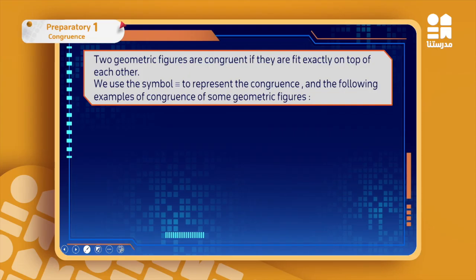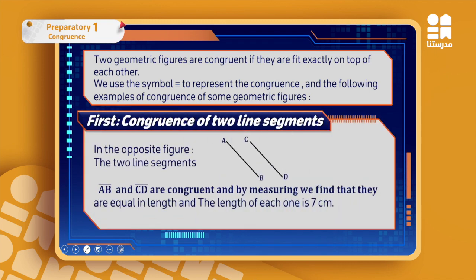Congruence. Two geometric figures are congruent if they fit exactly on top of each other. We use the symbol of three dashes above each other to represent congruence, and the following are examples of congruence of some geometric figures. First, congruence of two line segments. In the opposite figure, the two line segments AB and CD are congruent, and by measuring, we find that they are equal in length, and the length of each one is 7 centimeters.